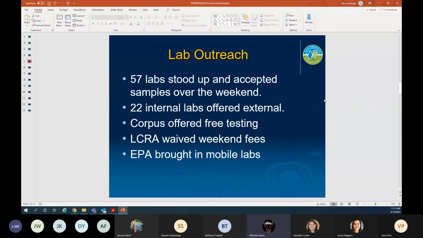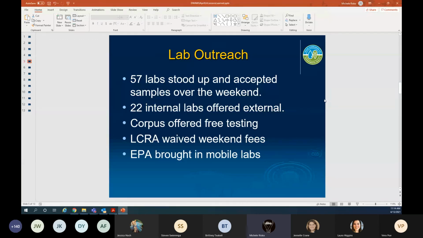We had 57 labs that were able to accept samples over the weekend. And we had 22 labs that are typically internal labs that were gracious enough to offer their services to external customers to help people get up and running. Specifically, Corpus offered free testing to the folks in their area, and LCRI was able to waive weekend fees. In addition to our existing capacity in the state, EPA was able to bring down some mobile labs to some of the hardest hit areas and offer a little extra capacity there. So thank you very much for stepping up, laboratories.